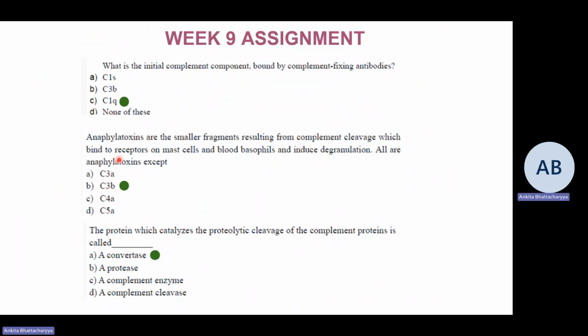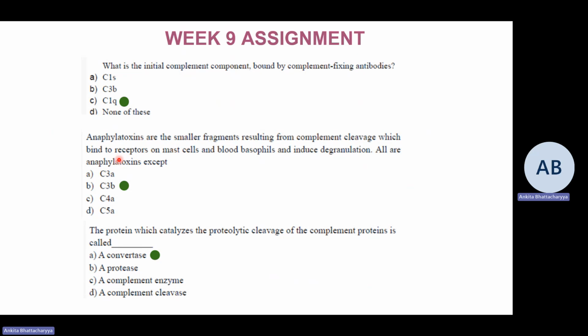So it does not bind to receptors on mast cells, but instead it has its own set of functions that it performs, apart from forming the major component of the C3 convertase to the C5 convertase. The protein which catalyzes the proteolytic cleavage of the complement proteins is A, a convertase, B, a protease, C, a complement enzyme, or D, a complement cleavage.